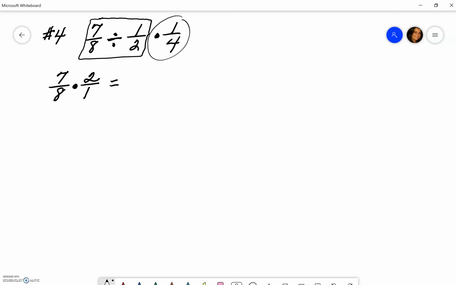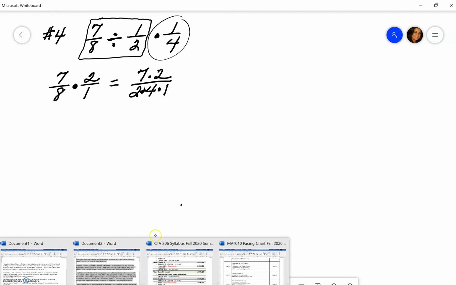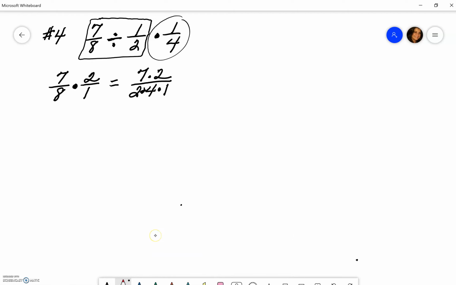We've learned that we multiply across, but before I do that, I'm just going to write it as 7 times 2, and then this 8, I'm going to write it as 2 times 4. And let's not forget our times 1. That way we can get the 2's to divide out. Then when we multiply across, we have 7 on the top, and 4 times 1 is 4. So that is the answer to that.